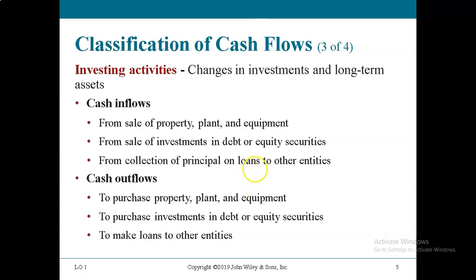In the investing activities section, it only includes two things: anything with the word invest in it and long-term assets. So anytime you sell property, plant, and equipment or purchase property, plant, and equipment, that would be in the investing activities section. If you sell investments or buy investments, that would be in the investing activities section. And if you have a loan receivable, like a long-term loan receivable, or if you make a loan to another entity, then that would be in the investing activities section as well.